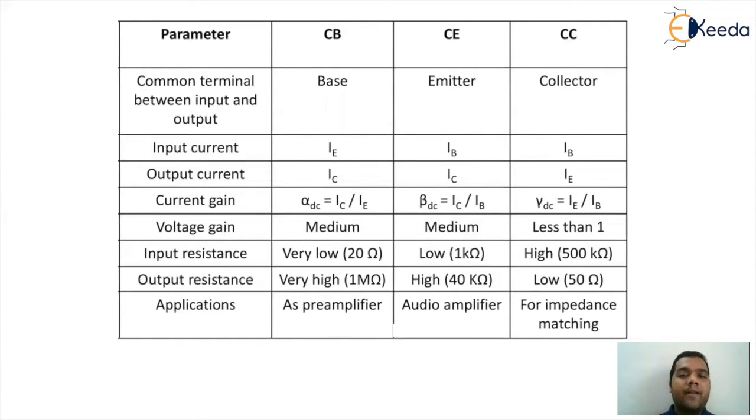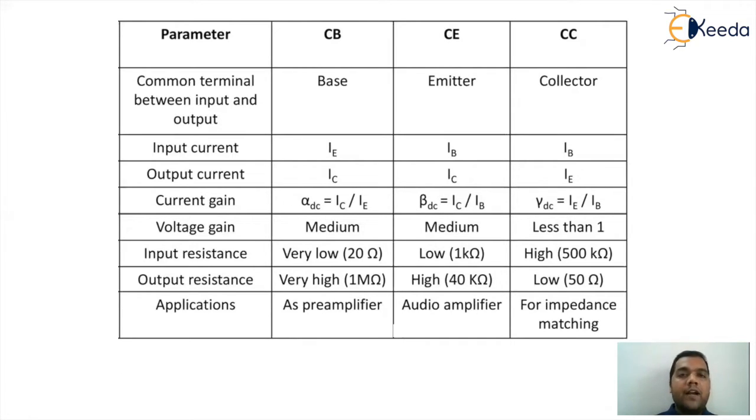More elaborate comparison can be seen here, where in the common base configuration, the common terminal will be base. In common emitter configuration, the common terminal will be emitter. And in common collector configuration, the common terminal will be collector. The input current for common base will be emitter current. For common emitter, it is going to be the base current. And for common collector, it is going to be the base current.